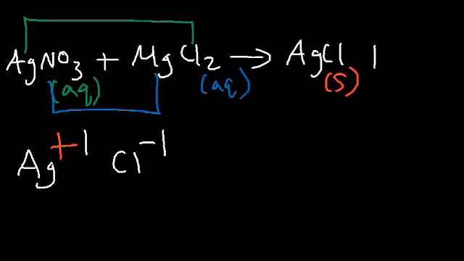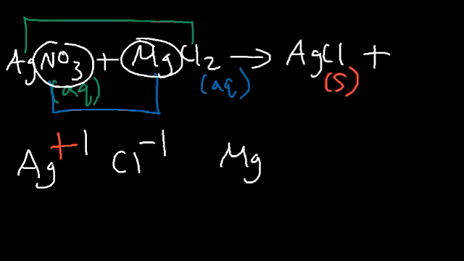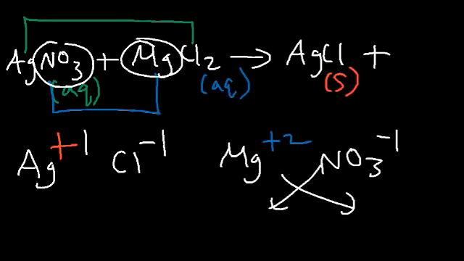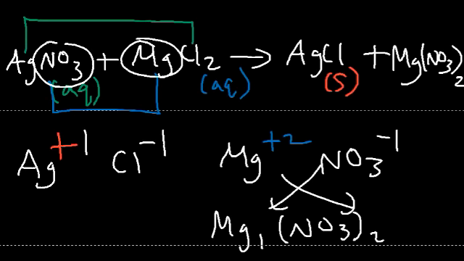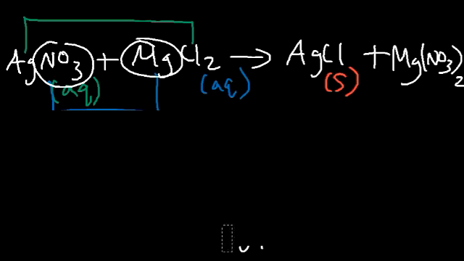And now we need to find the other product. So let's pair up magnesium with nitrate. Magnesium is an alkaline earth metal with a +2 charge, and nitrate is a polyatomic ion with a -1 charge. Using the crisscross method, we can see that it's Mg(NO3)2. Whenever you have multiple polyatomic ions, make sure you enclose the polyatomic ion within parentheses. Now, we said nitrates are always soluble, so magnesium nitrate is going to be aqueous.